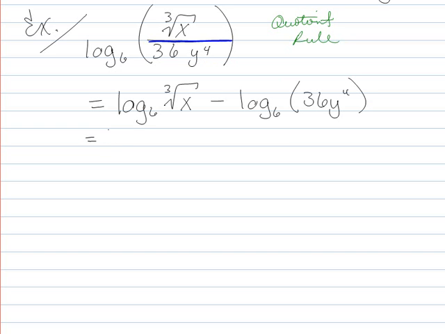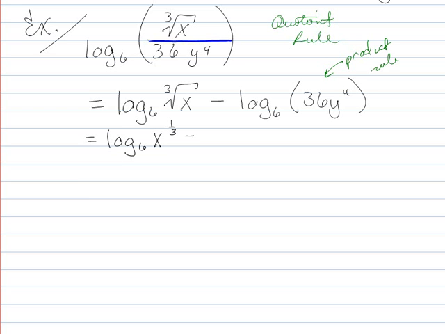Now I can maybe rewrite this as x to the 1/3. And what do I have here? Well, I still can't pull out the 4, because the 4 only applies to the y. Since I can't pull out the 4 yet, that means I need to separate this, which is now a product. So I'm going to apply the product rule.